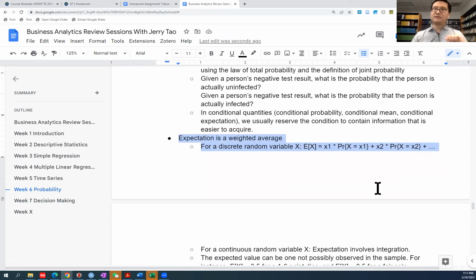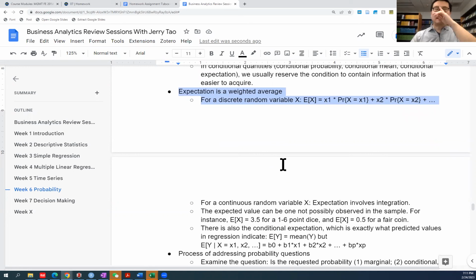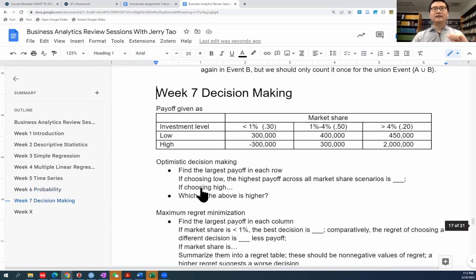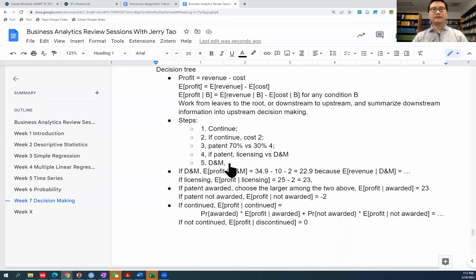And in that case, I mentioned that expectation is nothing but a weighted average. We weight the value of different scenarios by the probability of the scenario. This is how we calculate expectation for a discrete random variable. This is exactly how we calculate expectation, for example, for a coin flipping or throwing a dice. Nothing more complex than that. So in this case, we can easily work from the bottom level.